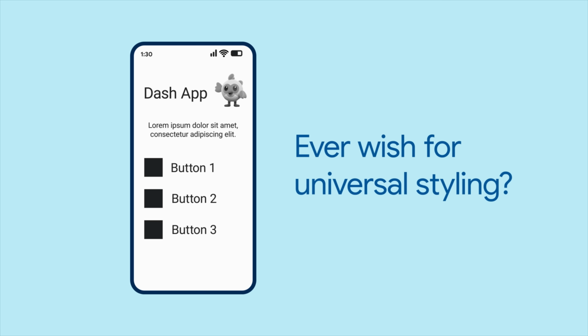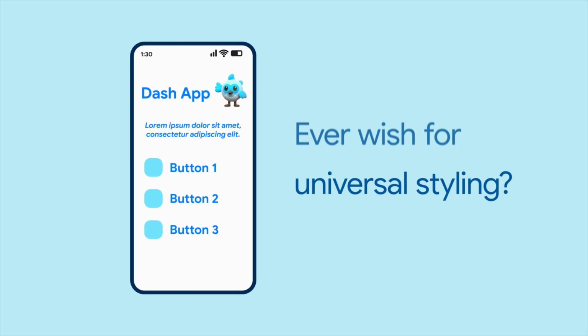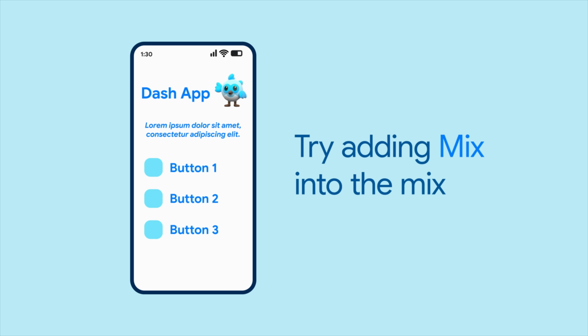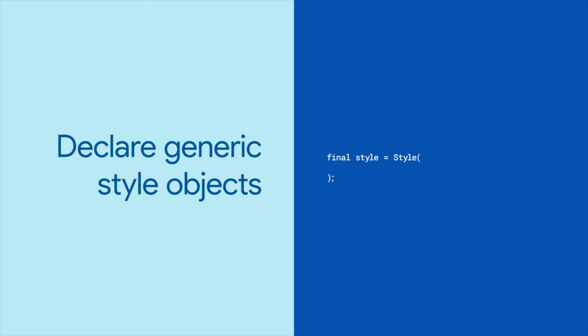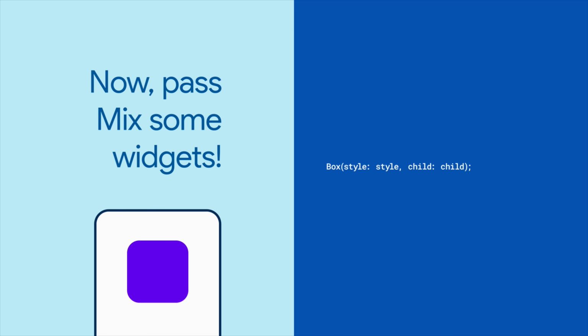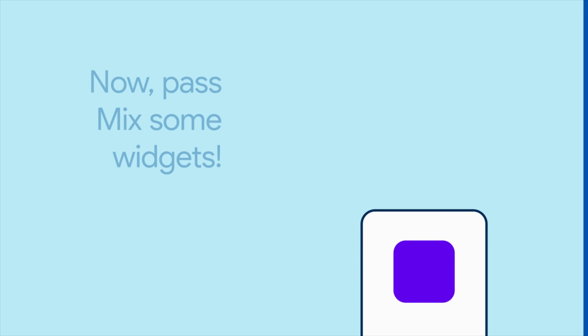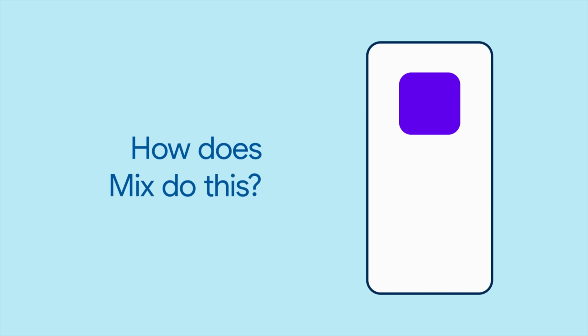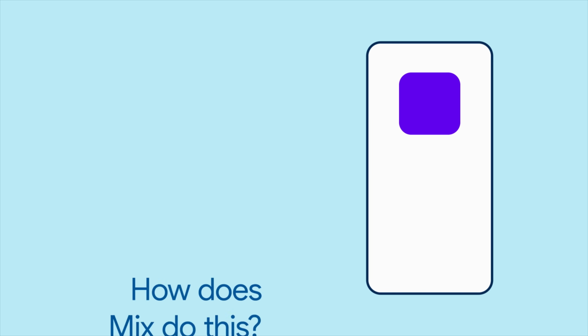Have you ever wished you had unstyled widgets from which to build your Flutter apps? For a more generic styling system, try mixing Mix into your app. Mix starts by declaring generic style objects, which accept generic styling rules as parameters, and which you pass to Mix's custom versions of common Flutter widgets, like the Box widget. That renders exactly what you'd expect, but how does Mix pull this off?